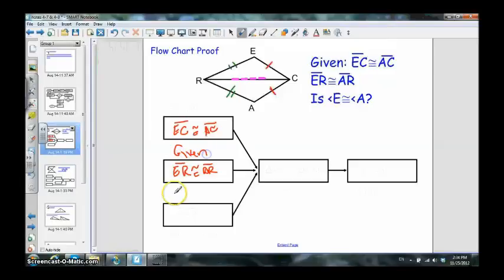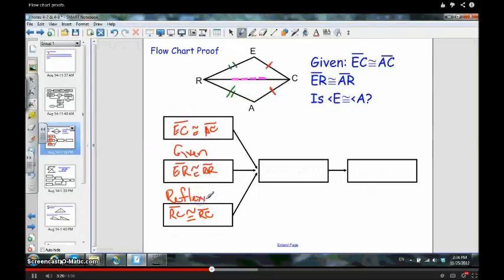So outside, next to the box, you write... The other thing I then noticed was that I have RC is congruent to itself, which was our reflexive property. Remember, reflexive property, anything is congruent to itself. So she noticed that RC was the same segment. If it belonged to the first triangle or the bottom triangle, it didn't matter. It was the same segment. So RC is congruent to itself. And remember, that's the reflexive property.